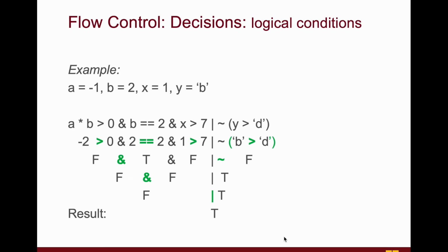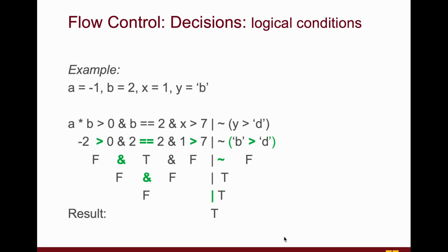So the comparisons have higher priority than the logical and or. And the parentheses have the highest priority overall. So here, the first step, we are going to execute the comparisons and the parentheses. So a times b equals minus 1 times 2, which is minus 2. Is it larger than 0? No. So it came to the result false, which is f.